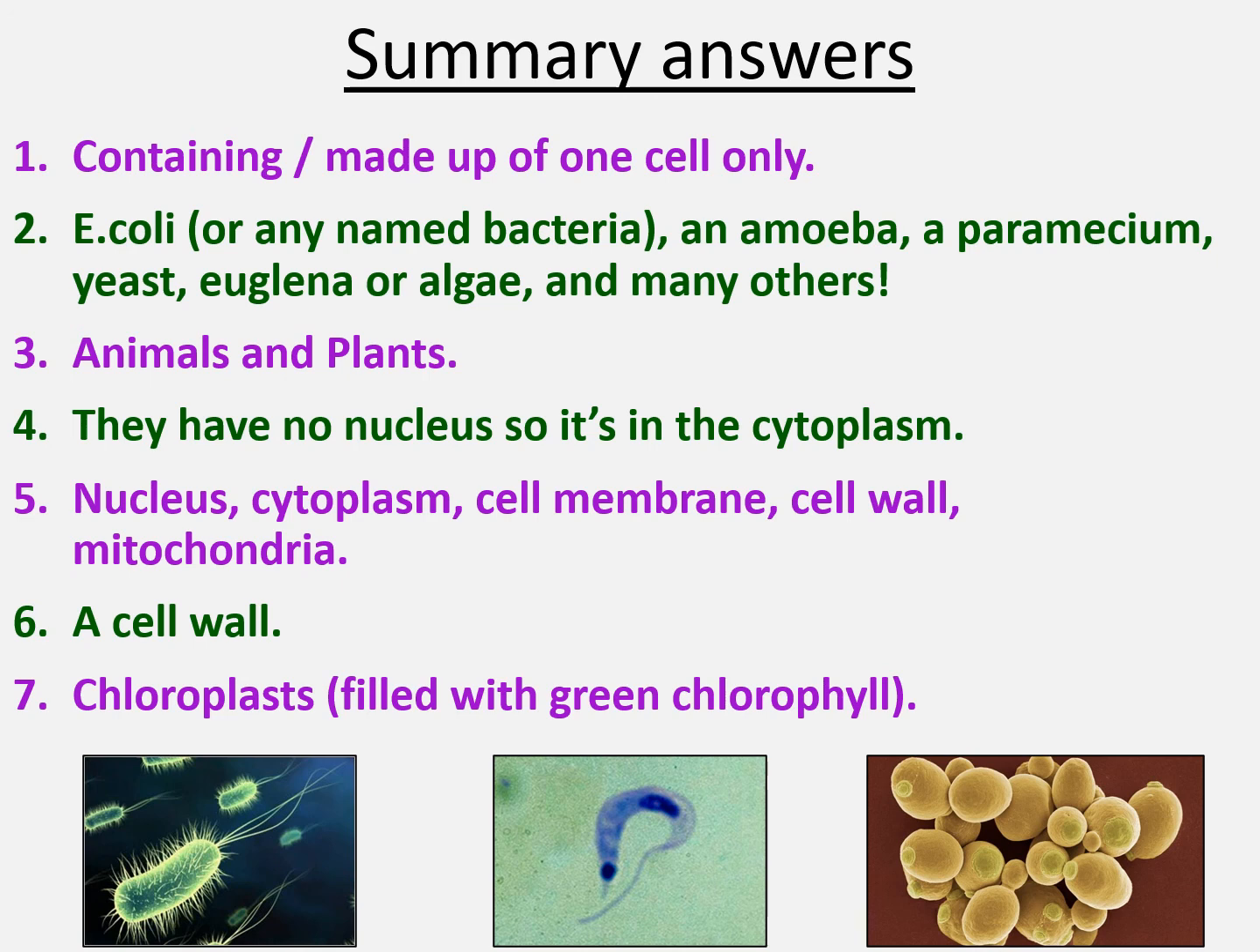Question 6 was, what do fungal cells have that animal cells don't? And the answer we're looking for there is a cell wall. And then lastly, question 7, what do plant cells have that fungal cells don't? And again, the answer we're looking for is chloroplasts, those structures that are filled with green chlorophyll to help them to photosynthesize.